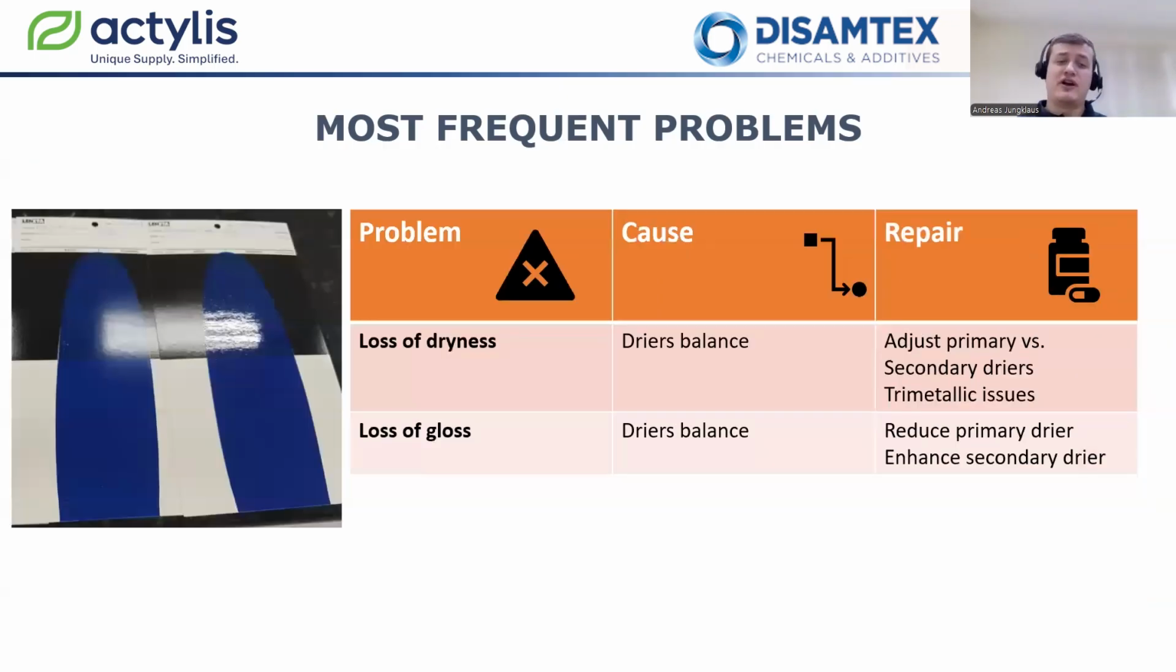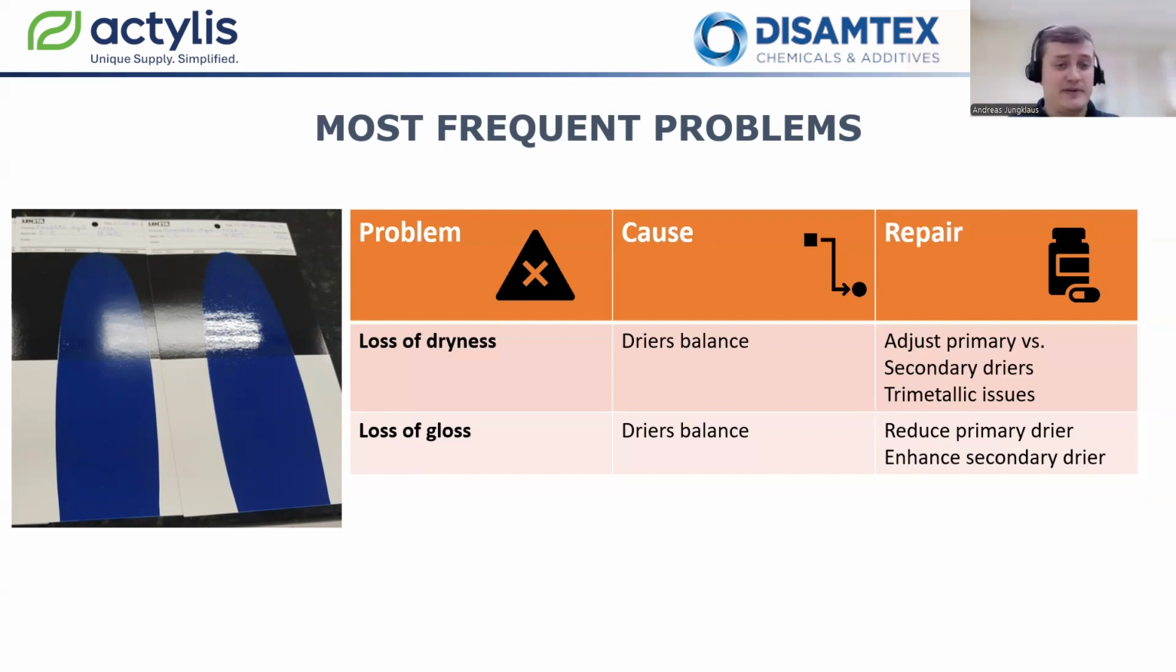Loss of gloss or dryness. These are results from unbalanced dryers. So the fix involves rebalancing primary and secondary dryers to achieve optimal film formation and surface finish.